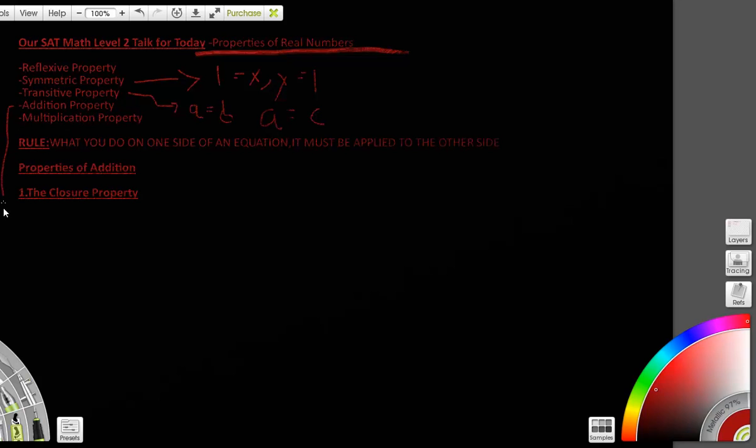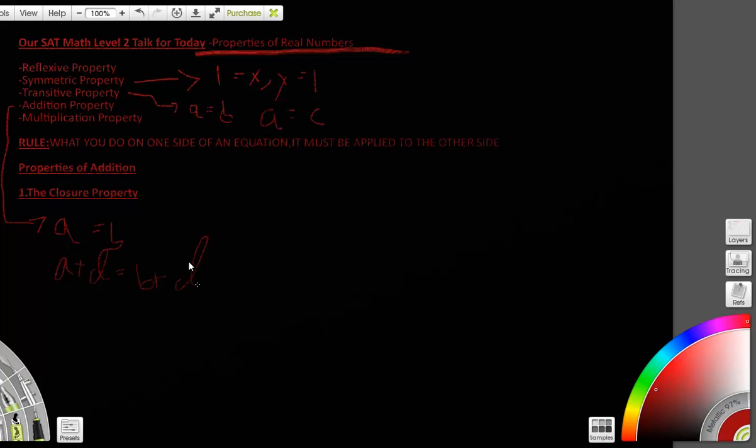Now let's move on to the addition property, which basically states that if any real number like a is equal to another real number like b, then when you add the same amount to each side, they would still be equal. So maybe a plus d is equal to b plus d.